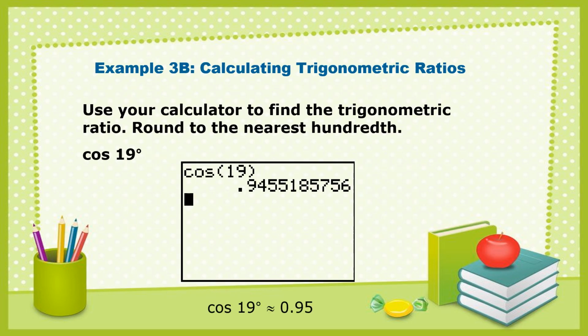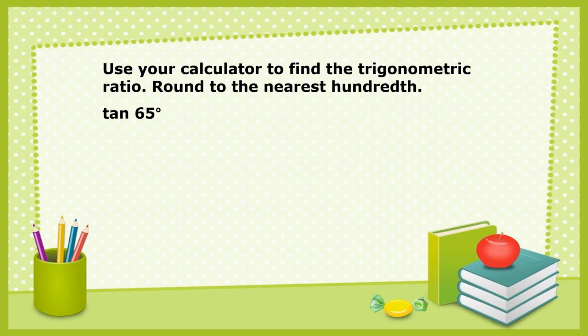And then next, what is cosine 19? Find the cos key on your scientific calculator, then 19. The answer is 0.945. Round to the nearest hundredth. Since the digit after the hundredths place is 5, we add 1 to the hundredths digit. So it becomes 0.95. So the equivalent of cosine 19 degrees in your scientific calculator is 0.95.